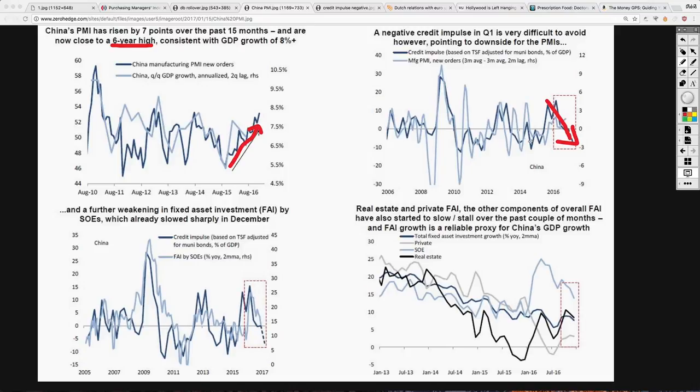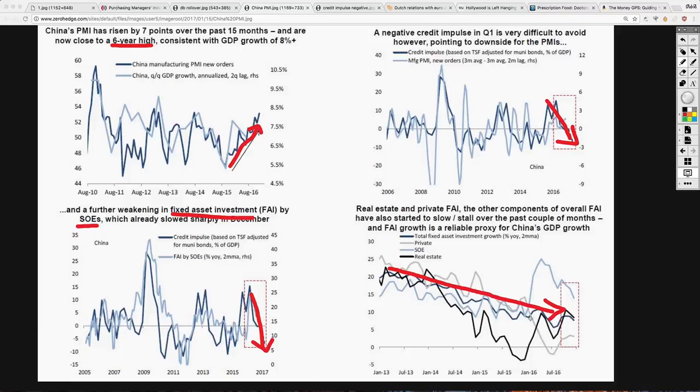Then you look at a further weakening in fixed asset investment, FAI, by SOE, state-owned enterprises, which already slowed sharply in December. Interesting. Real estate and private FAIs, again, that's fixed asset investment. The other components of overall FAI have also started to stall over the past couple months. Growth is a reliable proxy for China's GDP growth. And look at that. Slowly over the past few years, coming down in a nice decline.